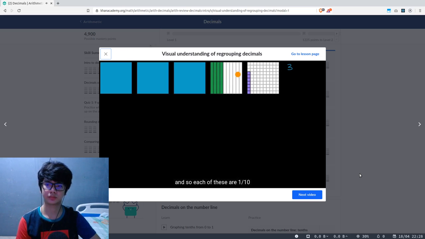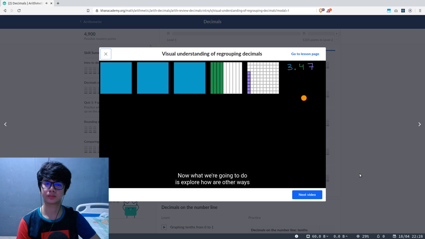And so each of these are a tenth, and 4 of them are shaded in. So it's 3 ones, 4 tenths. And in this part right over here, we've divided a whole into 100 equal sections. It's a 10 by 10 grid. And we can see that 1, 2, 3, 4, 5, 6, 7 of them are shaded in. So this represents 7 hundredths. So this is 3.47, or 3 and 4 tenths and 7 hundredths, or 3 and 47 hundredths.